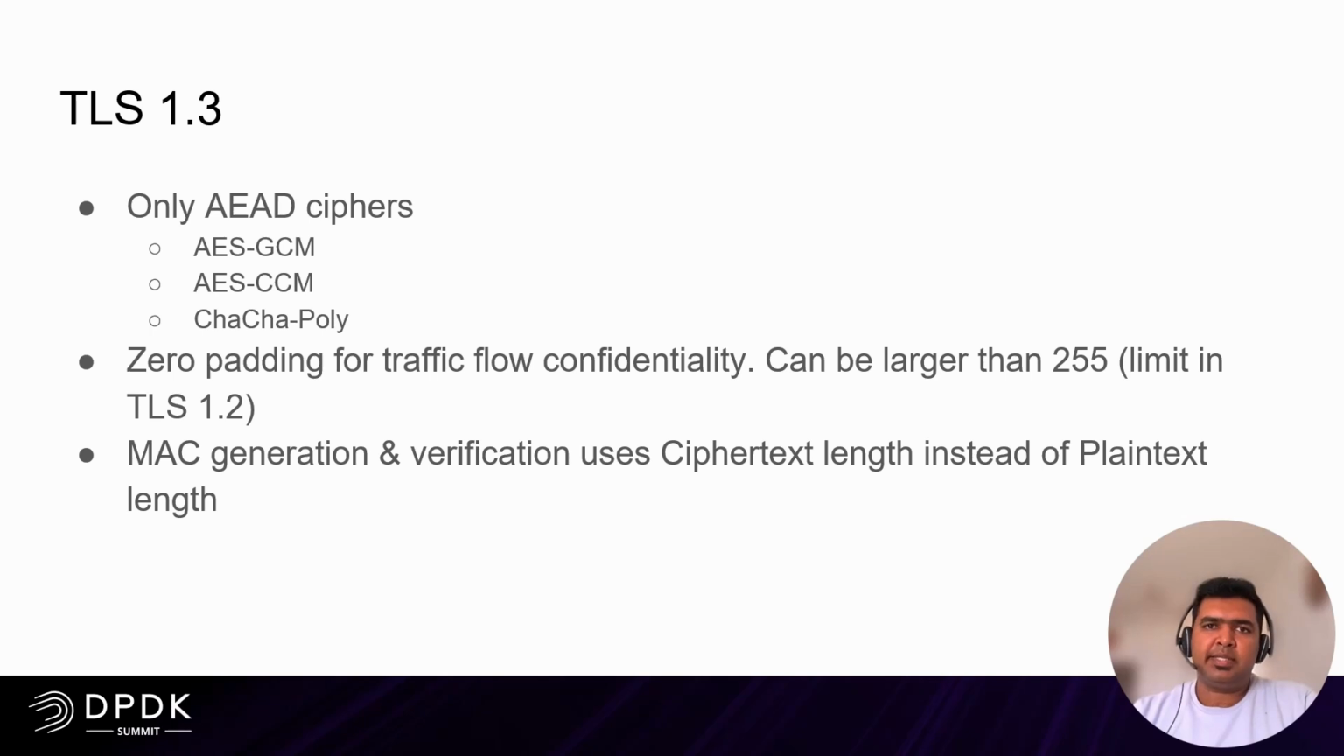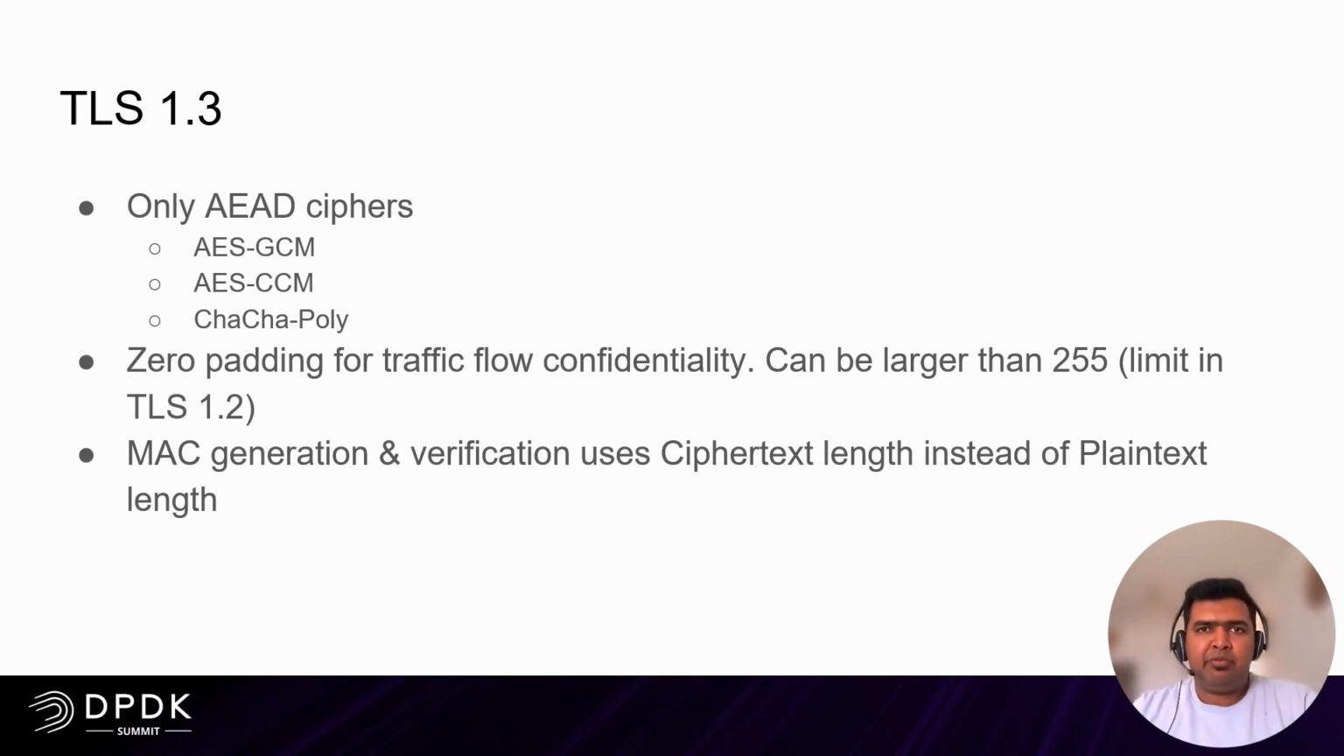TLS 1.3 is the latest version. It is also on top of TCP, and it is the newer version of TLS 1.2. It has major changes in handshake and record handling. TLS 1.3 supports only AEAD ciphers, that is only AES-GCM, CCM, and ChaCha20-Poly1305. No block cipher or stream cipher, and no associated padding issues. TLS 1.3 allows zero padding, and that can be up to max packet size.